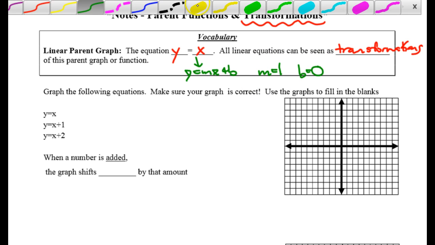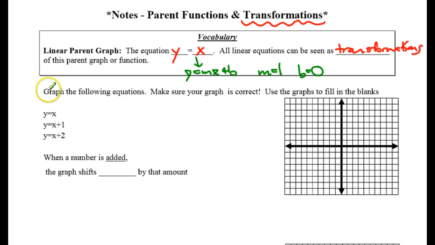Okay? So let's look here at this first example. We're going to graph the following equations. Now, here's what we're basically doing. We said transformations are changing. Well, we're going to be changing one of two things, either the slope or the intercept. Okay, and changing the slope does something different than changing the intercept. And that's what we're going to be looking at here.